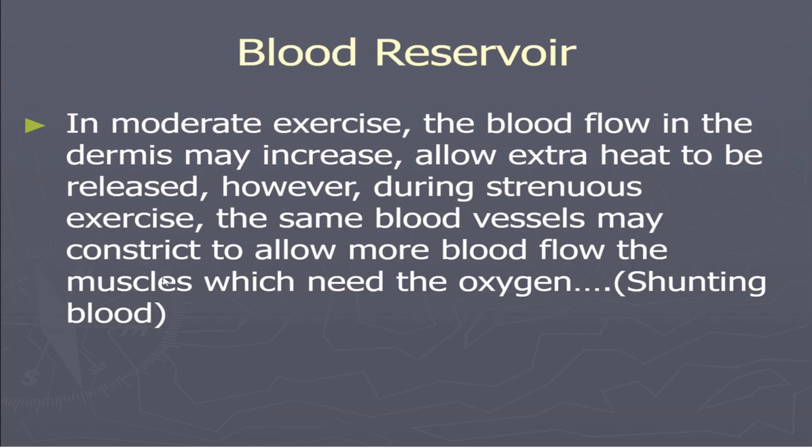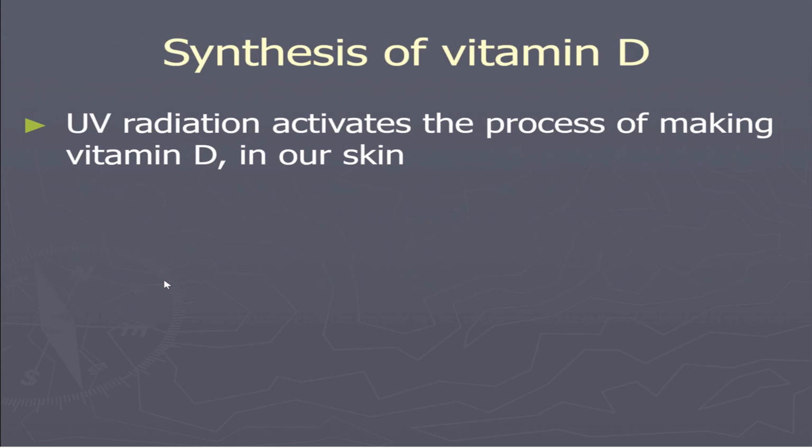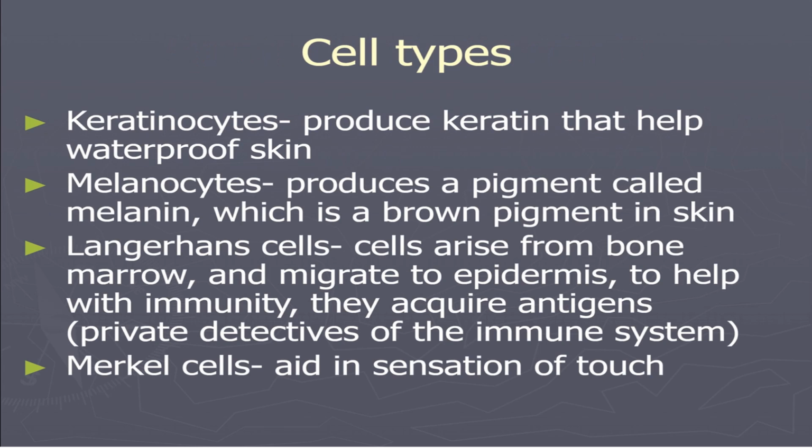It's a blood reservoir, so we have blood that can pool in our skin and circulate there, and this allows us to regulate heat. Just by having blood underneath the skin, we can get rid of some excess heat. And then finally, vitamin D. We need ultraviolet radiation to activate the process of making vitamin D, but that process occurs in our skin. So it's really important for our overall health that we have healthy skin.